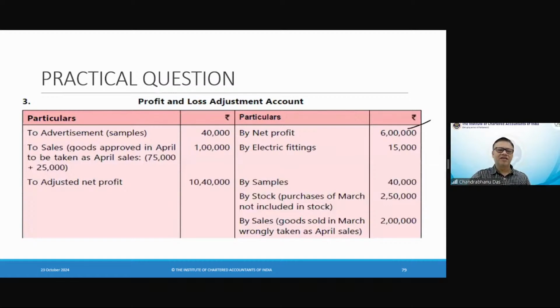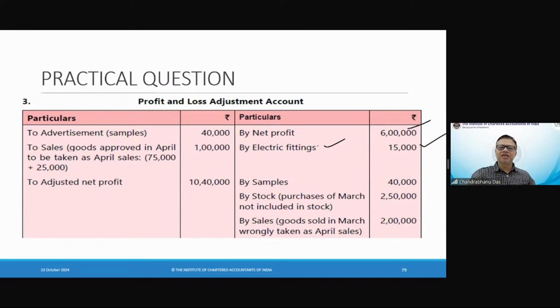First, net profit is a credit item. So you prepare a profit and loss adjustment account and you bring net profit to the credit side. Now, in purchases, you have overcharged the electric fittings in extra. So you bring it to the credit side by electric fittings 15,000, because it has been charged extra in the purchases, which you have to remove. Then, which is an expense.